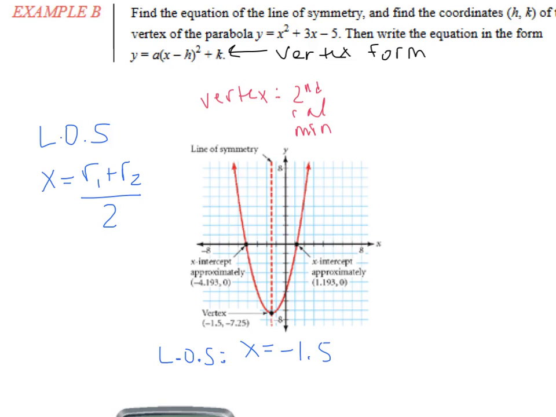Then, once you have your x value here, that's really your h, or the x-coordinate of the vertex, and then you can always take that value and plug it back into the original equation to find y.